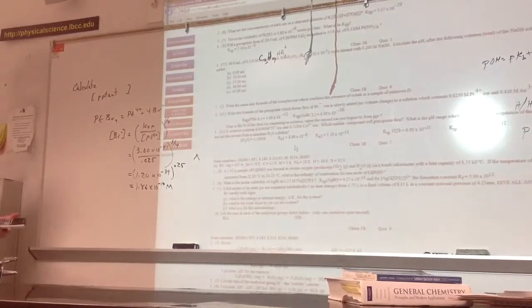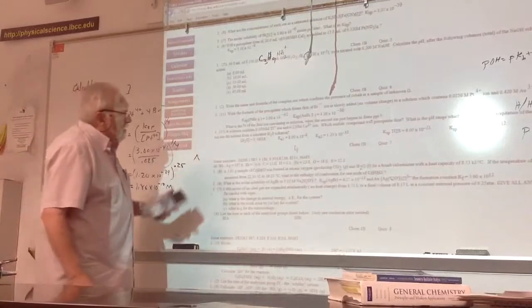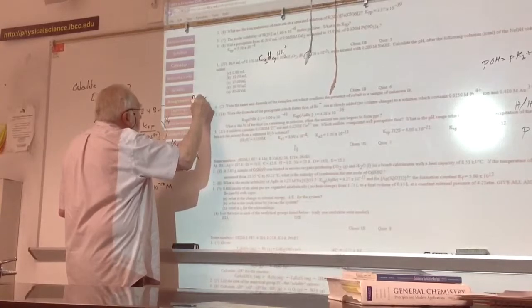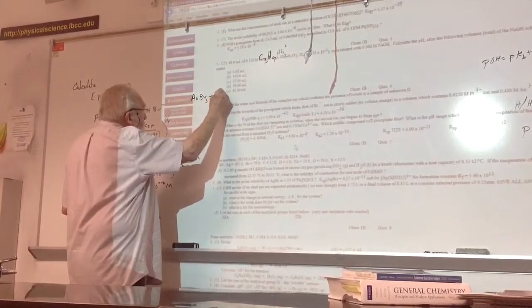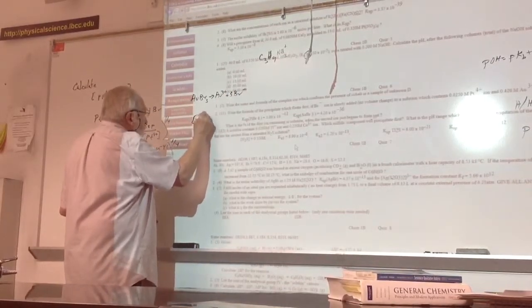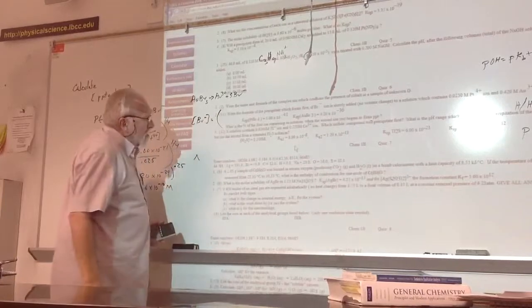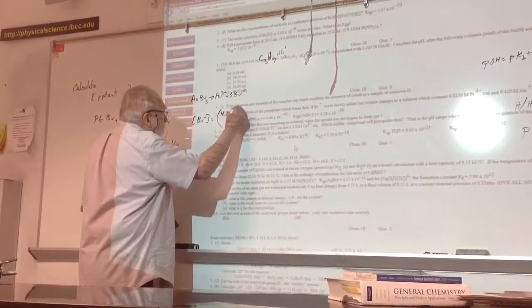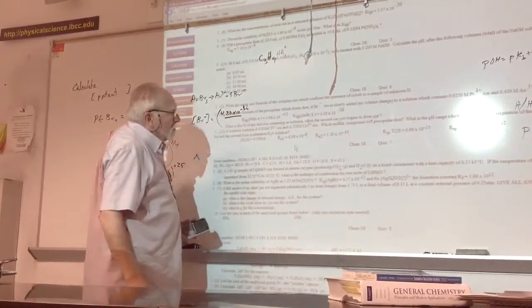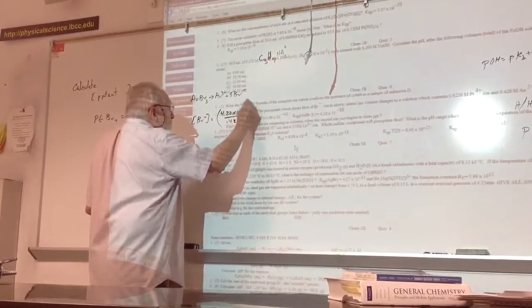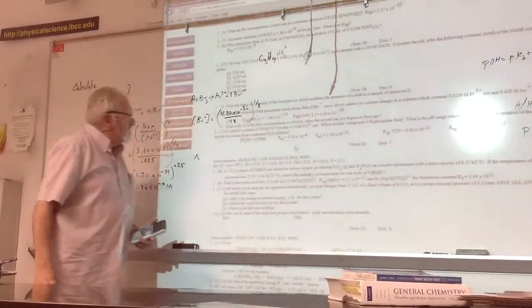Then the other one, I want to do the bromide for gold. And it's again KSP, and the gold concentration was given as 0.42. Now I have to take the cube root.